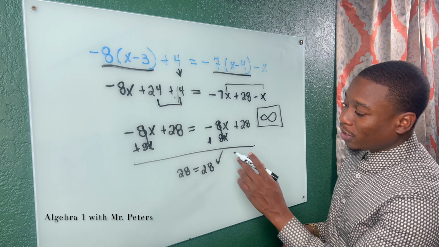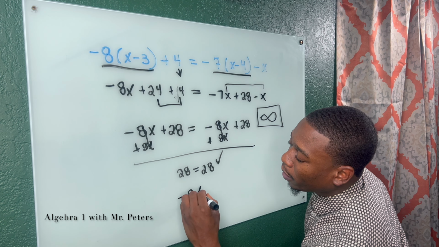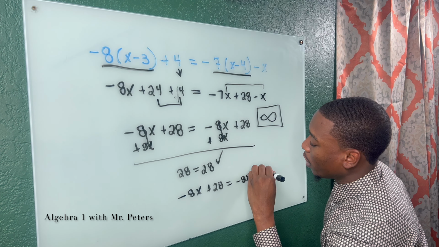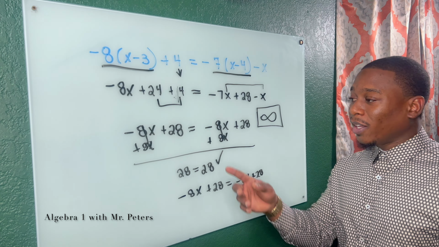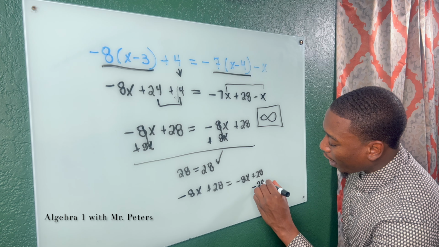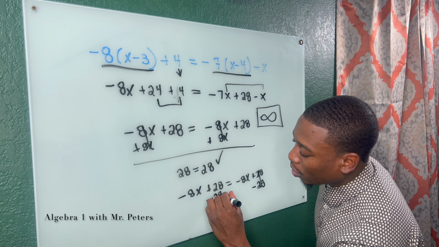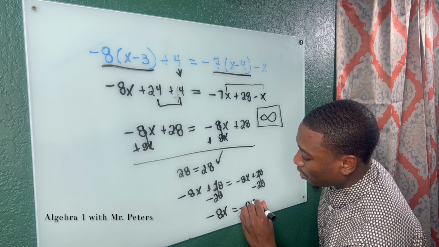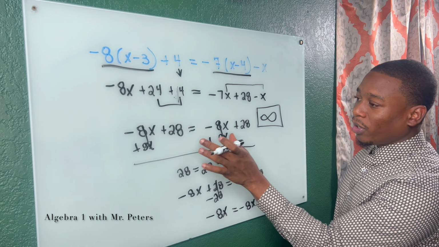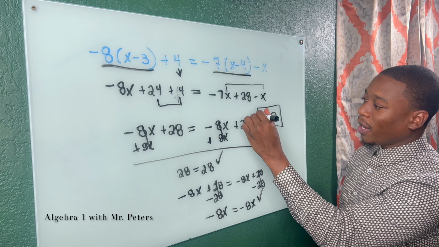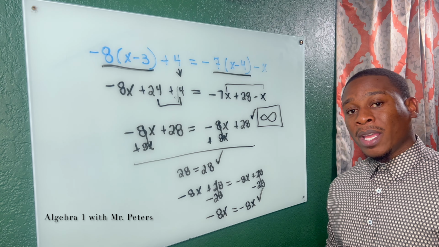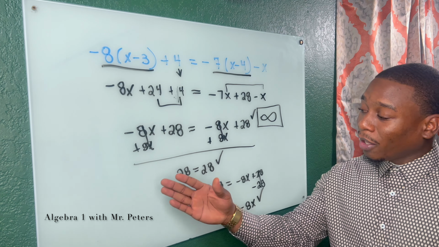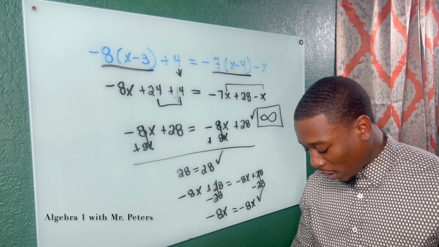And let's say we go back to this step here, right? Let's rewrite it one more time. Negative 8x plus 28 is equal to negative 8x plus 28. Now let's say this time you cancel out the constants. So we subtracted 28 instead of the 8x, right? So that means I'm left with negative 8x is equal to negative 8x. So if you notice, whether it's here, here, or here, we got the same exact answer. And that's just showing us that no matter what number we plug in for x, the left side of the equation is going to equal the right-hand side.